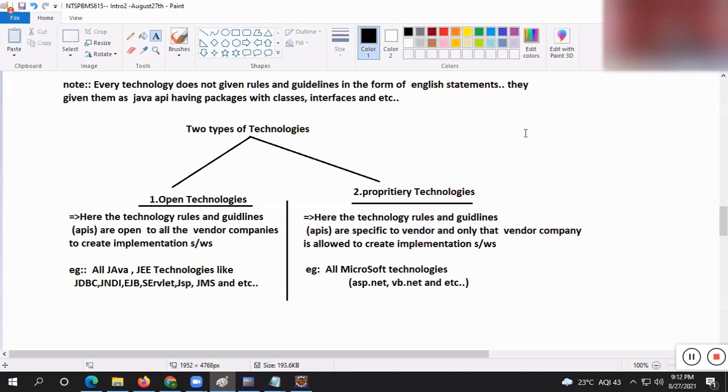Gopi, no need of attending Spring separately. I am covering everything that is required for interview, for survival, in the Spring basics itself.